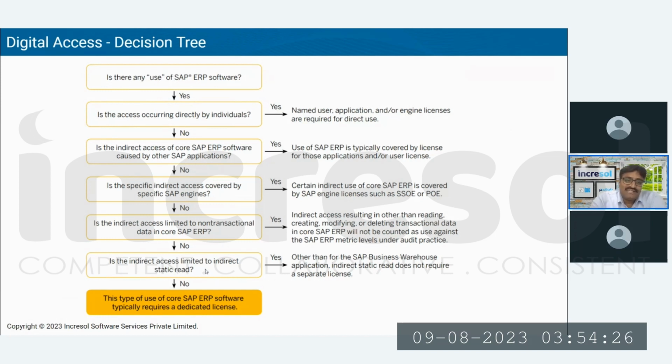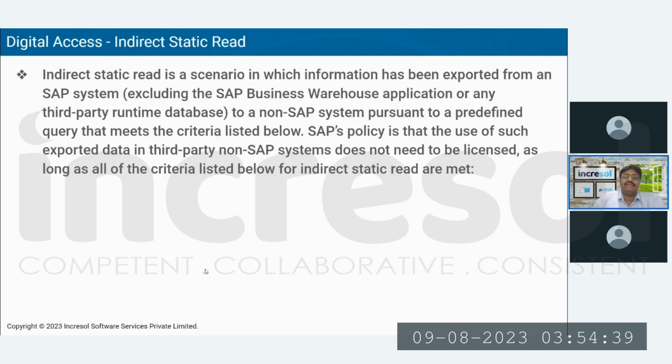So the next one is the static read. Okay, is the indirect access limited to the indirect static read? What is the meaning of a static read? Okay, I'll go to that and come back here. So the static read is nothing but you are accessing the SAP to read the data. Suppose some of the users created the data in SAP and after that you are exporting the data to some non-SAP system as a file or some other mechanism. And after the data is loaded to the third-party system, the users are accessing that data for further purpose. That is called a static indirect use.